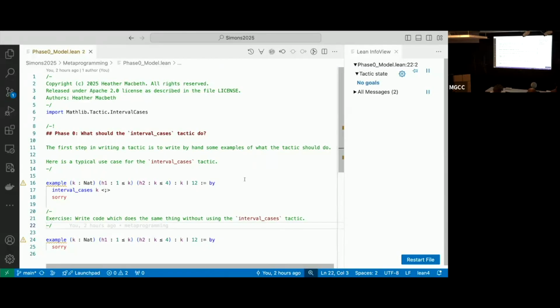Yeah, so this afternoon and probably for the next couple of days as well, I'm going to be talking about metaprogramming and specifically about one aspect of metaprogramming, which is how tactics work.